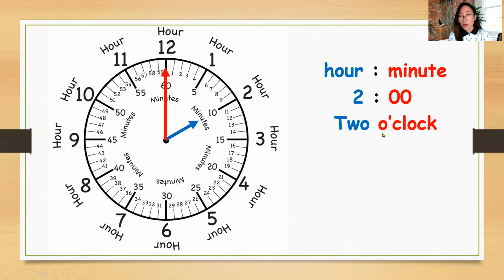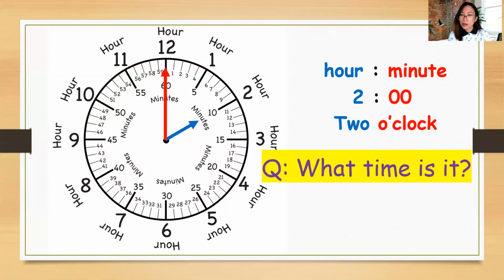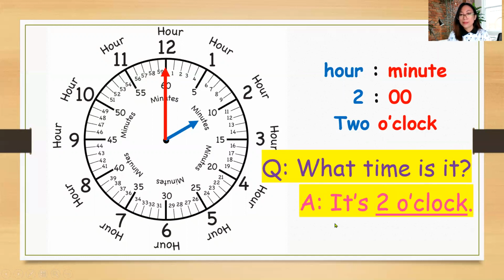2 o'clock. Let's answer our question. What time is it? It's 2 o'clock. Easy? Okay, let's have another example.